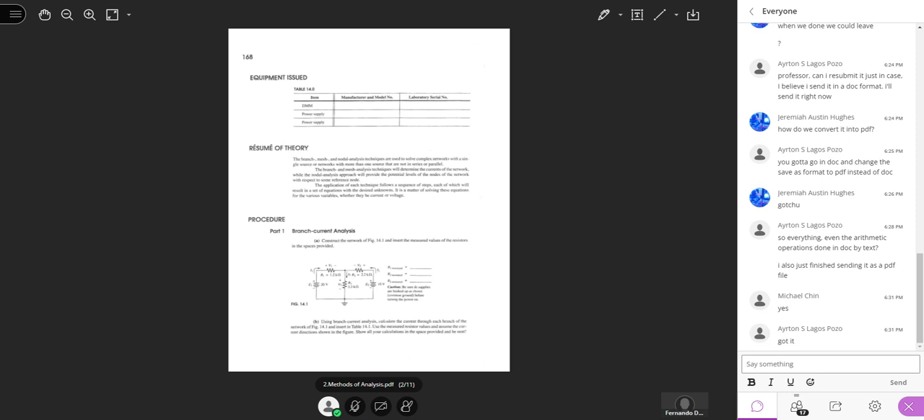Okay, background theory, fine. And this looks okay. Okay, this lab looks okay.